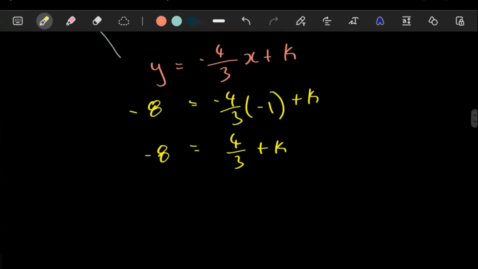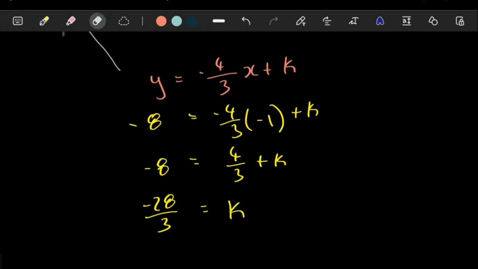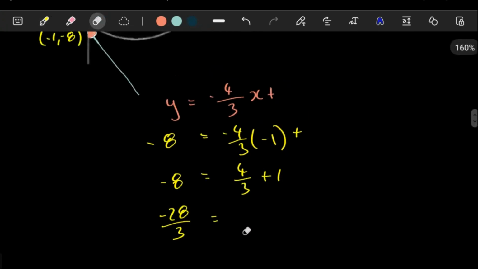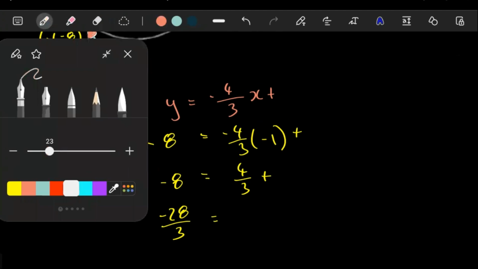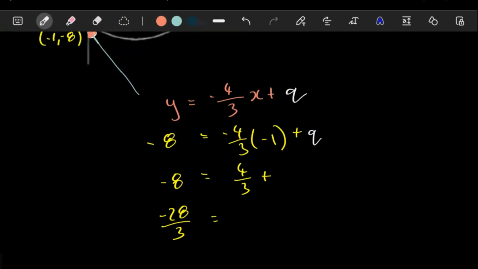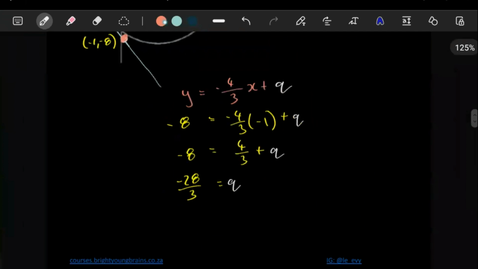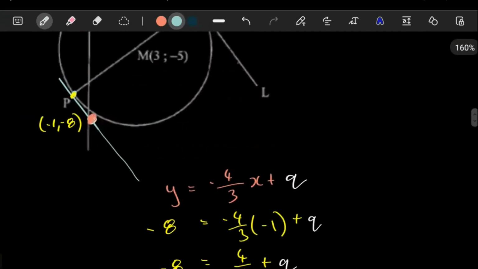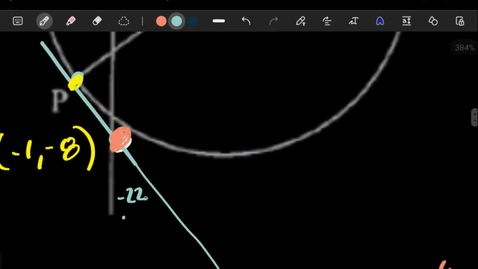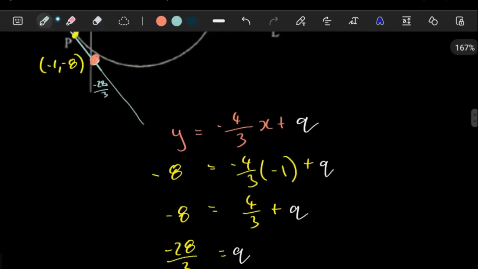And then here, this goes to the left. We're getting negative 28 over 3 in the calculator. That's your other value of k. But to avoid confusion, let's give this a specific variable, we can even name it q. So here, we now know that this is going to be negative 28 over 3.